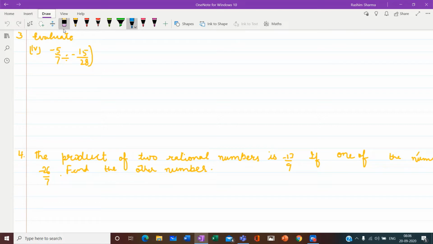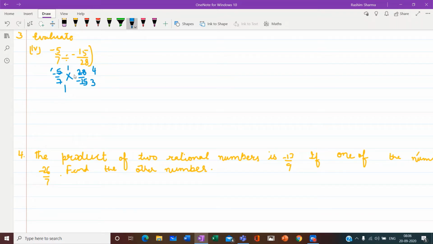Question number 3 is evaluate. Fourth part is minus 5 on 7 divided by minus 15 on 28. So here we have minus 5 on 7. Division sign changes to multiplication, and reciprocal of minus 15 on 28 is 28 on minus 15. Now 7 ones are 7, 4 sevens are 28, 5 ones are 5 and 5 threes are 15.